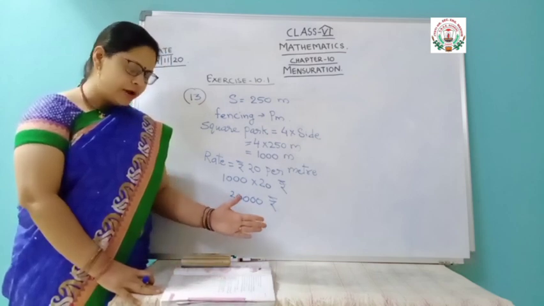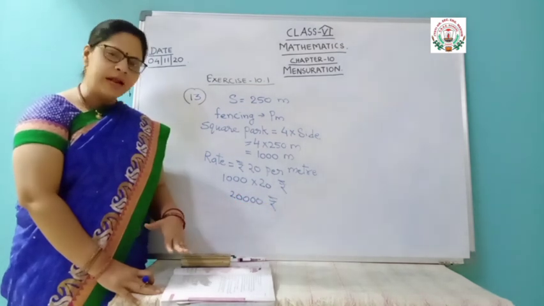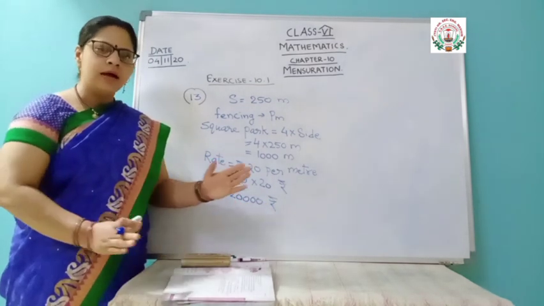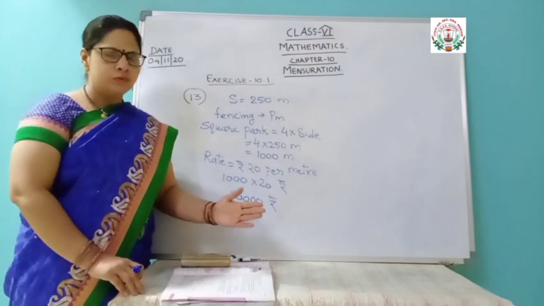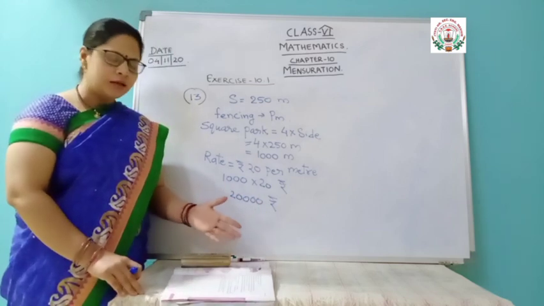और स्क्वायर पार्क का साइड दिया है, रेक्टेंगुलर पार्क का लेंथ और ब्रेड्थ दिया है. दोनों का अलग अलग पेरीमीटर निकाल लेंगे. And who covers less distance, उसमें से पता चल जाएगा किसका कम है किसका ज्यादा है.